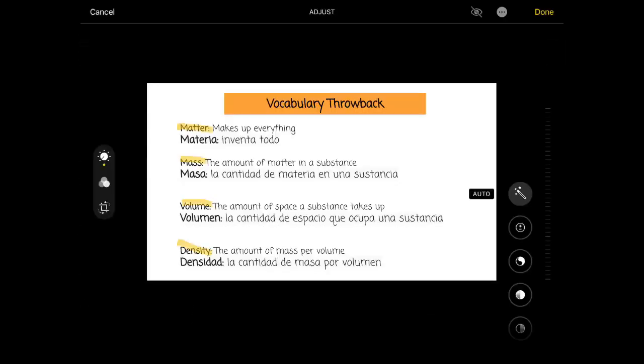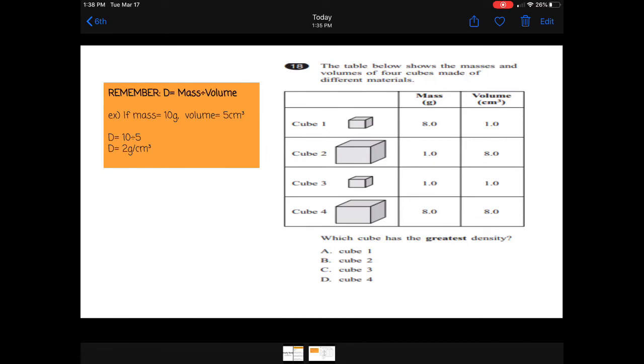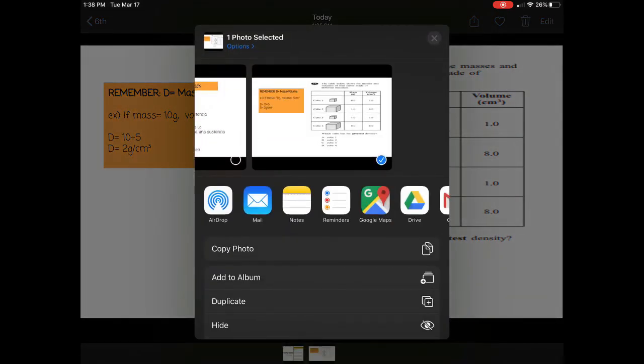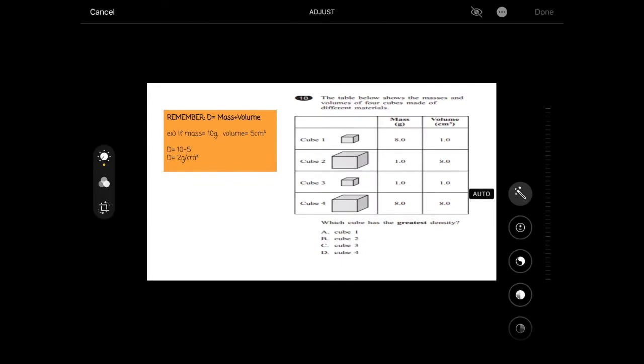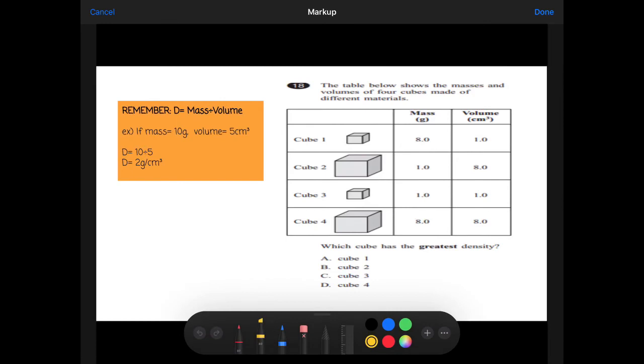So let's take a look at what our question is going to be today. This question, like I said, is an MCAS question, but I know you got this. MCAS is just a big scary test, but it doesn't have to be, right? So I'm telling you in the corner, remember, mass divided by volume is the formula for density. For example, if the mass of something is 10 grams and the volume of something is 5 centimeters cubed, we would just do 10 divided by 5 to get that the density equals 2 grams per centimeter cubed.